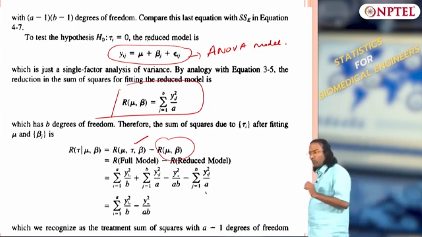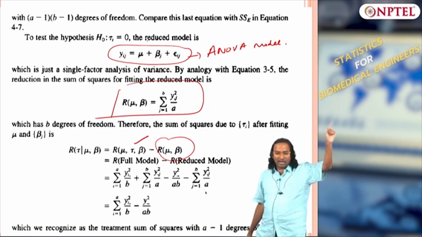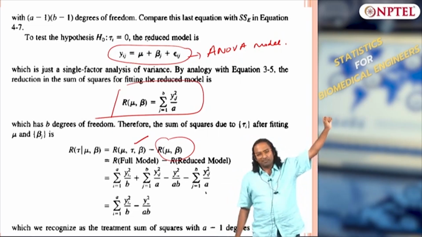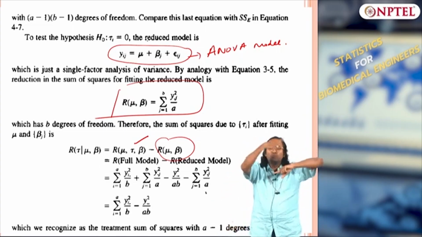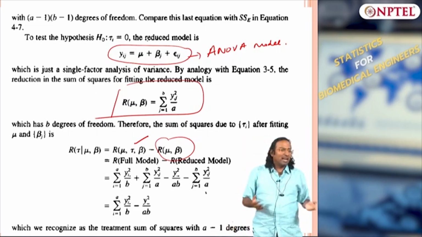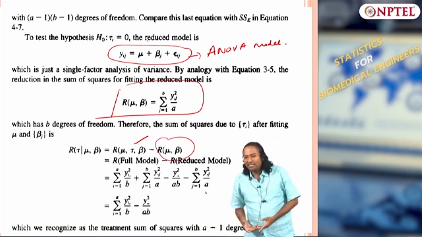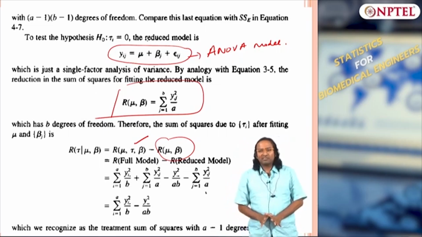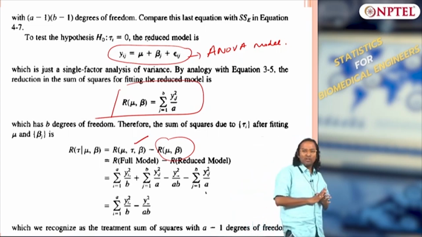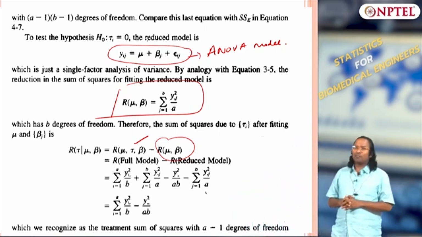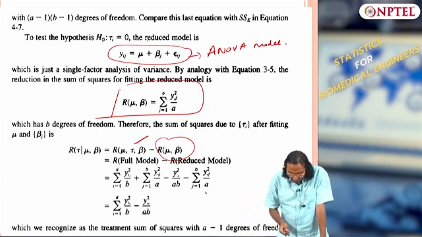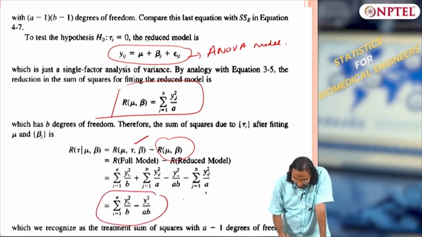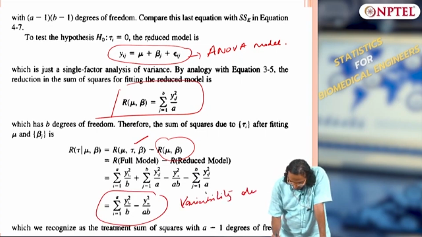So you understand why I do not fit R mu comma tau. If my null hypothesis is true, it should be R mu comma beta. If my alternate hypothesis is true, it should be R mu tau beta. Now if I subtract these both, then I get the difference between the null hypothesis and alternate hypothesis and see whether that is significant or not significant. That is what I am trying to do here. So that is why I am subtracting R mu tau beta minus R mu beta. So this gives me the variability due to treatment, variability due to treatment alone.